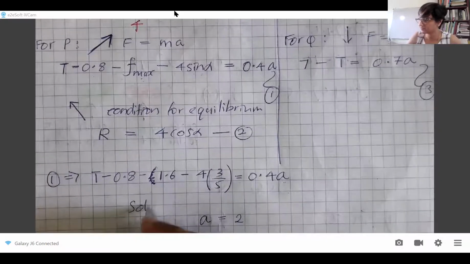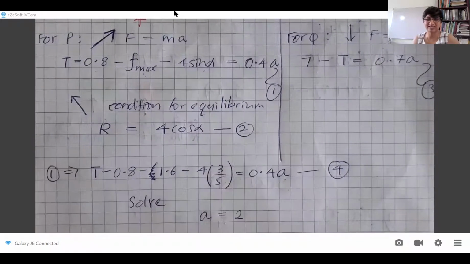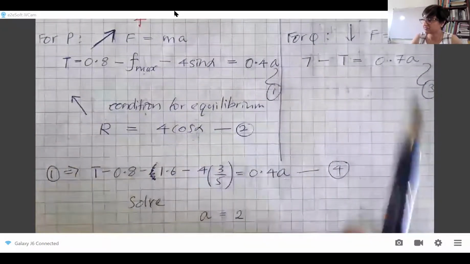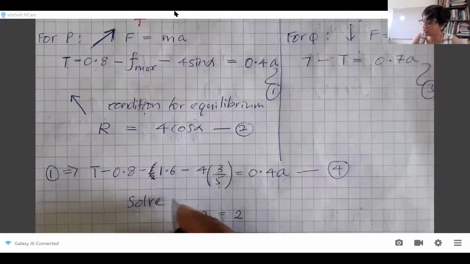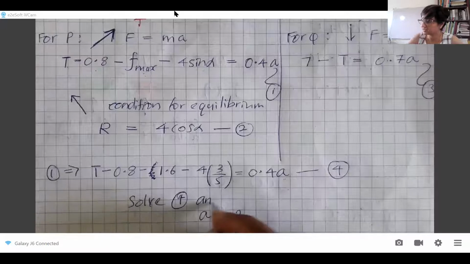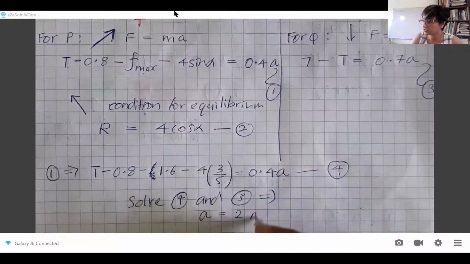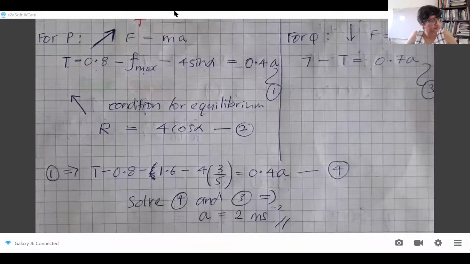If I call this 4, you don't have to keep labeling like this up to 4. I think you could have just immediately put things here and used 1 and 2 then. But for me, I messed it up a bit. I will say solve 4 and 3. I get A equals 2. Is this clear?